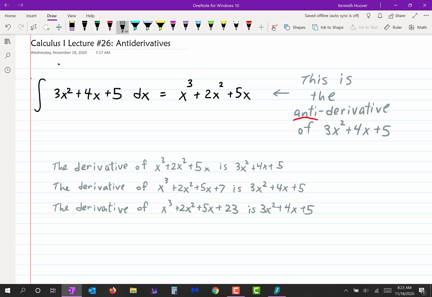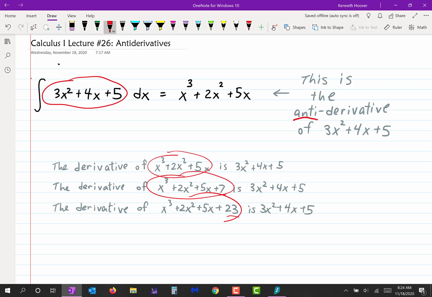Do you see what's happening there? I could put any constant here at the end, couldn't I? And I would still have a function whose derivative is this. So any of these would be a correct answer for that integral up there.